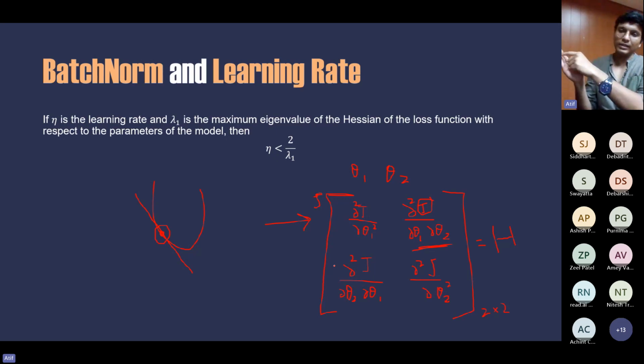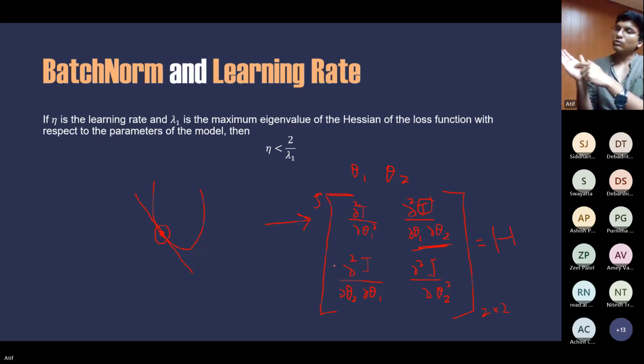So let's say if I'm at this point, my curvature is pretty large, right? I hope you guys can see. So the maximum eigenvalue will be very large here. But let's say I reach this point, which is an almost flat surface. So the eigenvalue is going to be very small.